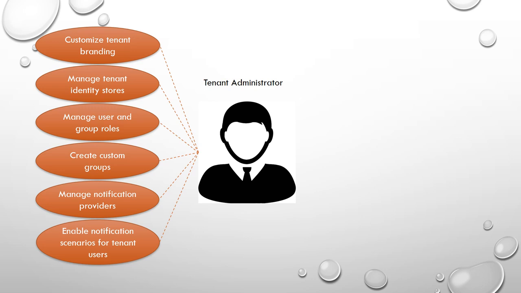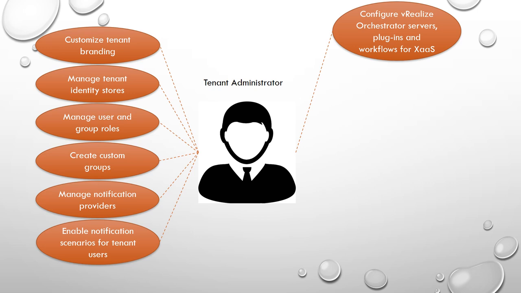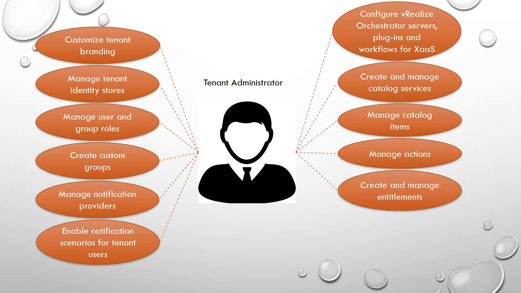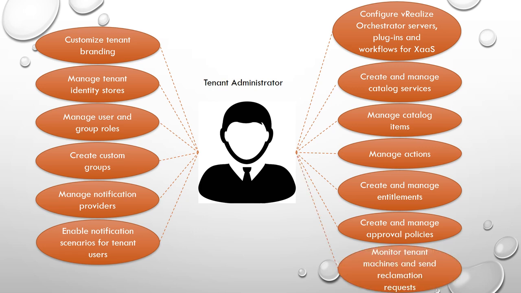So you can enable the notification scenarios for tenant users. You can configure VRA's orchestrator servers, plugins, and workflows for XaaS. You can create and manage catalog services. You can manage the catalog items that are going to be associated with these catalog services. You can manage the actions that are going to be performed on these catalog items that have been linked to these catalog services. You can create and manage entitlements. You can create and manage approval policies. You can monitor the tenant machines and you can send reclamation requests according to them.